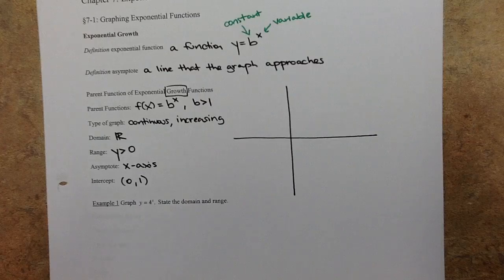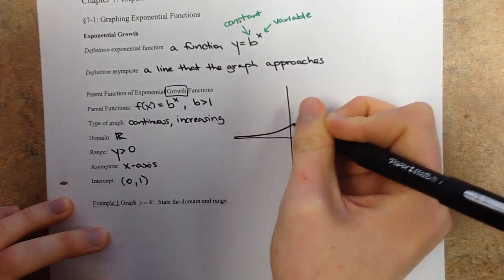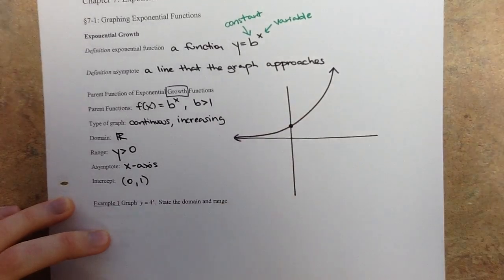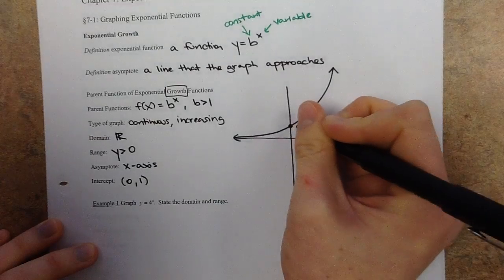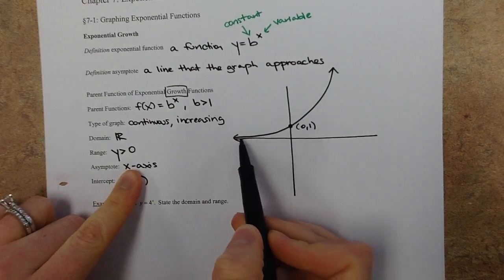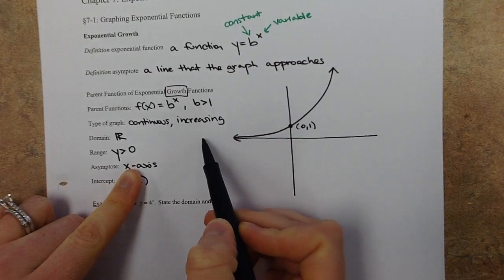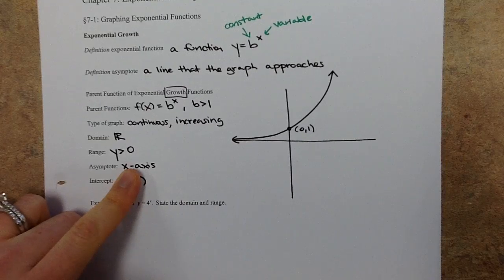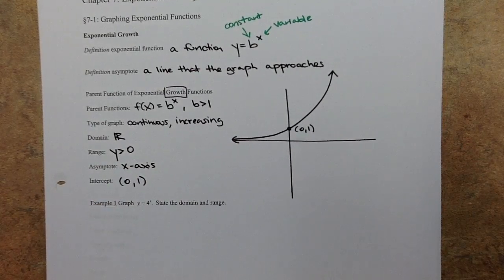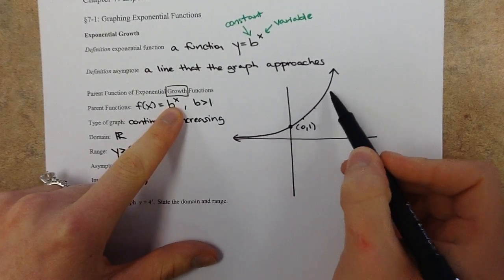All right, so our exponential graph is going to look something like this. Okay, so right there is our intercept. That is the point 0, 1. And then when we talk about an asymptote, this is why we call the x-axis an asymptote, because as we go off to the left, it's just going to keep getting closer and closer and closer to the x-axis. And then as we go off to the right, it's going to grow very, very quickly, because this would be b to the first, b to the second, b to the third.